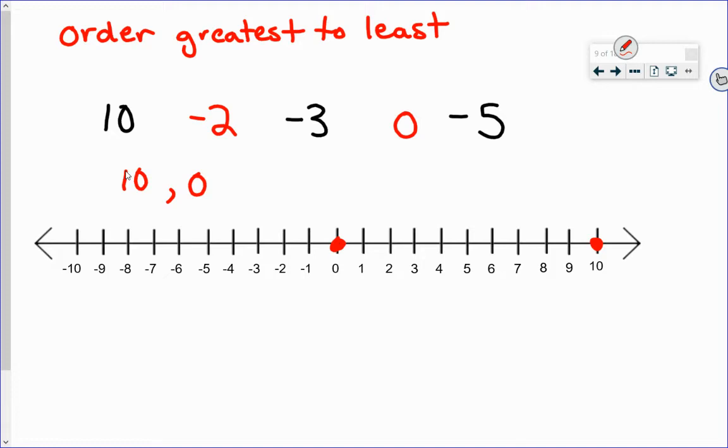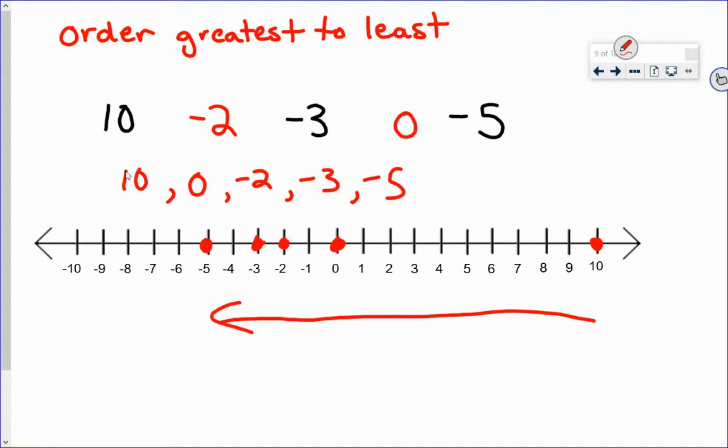Now, which one of these is the greatest negative number? In other words, which one is closer to 0? Well, that would be negative 2. Then negative 3. And then negative 5. So the numbers should go this way if they're in greatest to least order: 10, 0, negative 2, negative 3, negative 5, and they do.